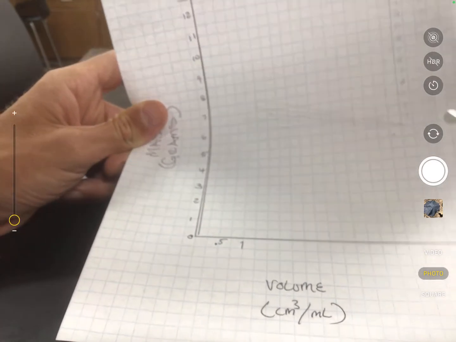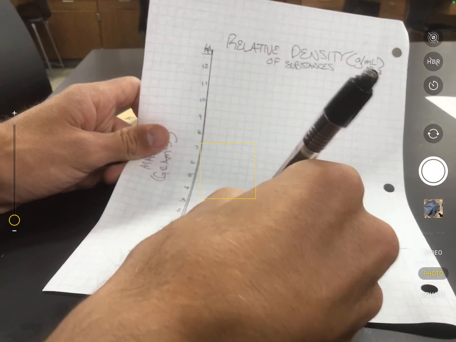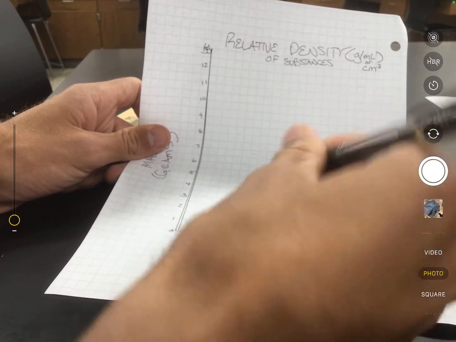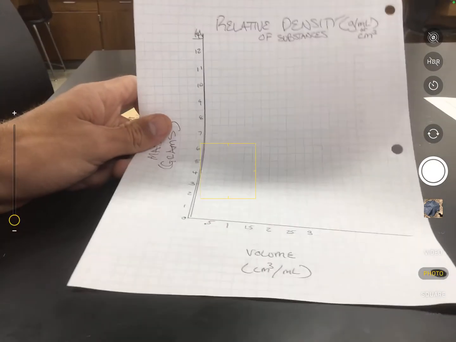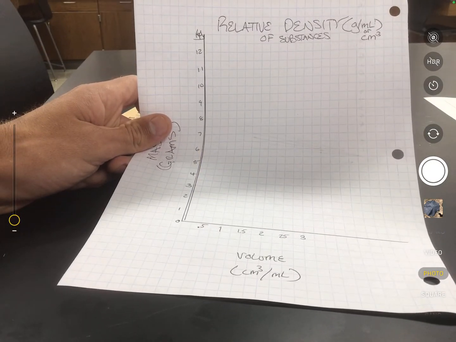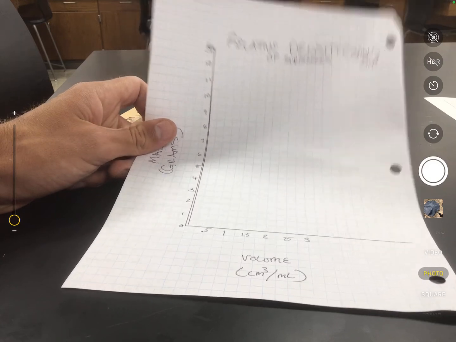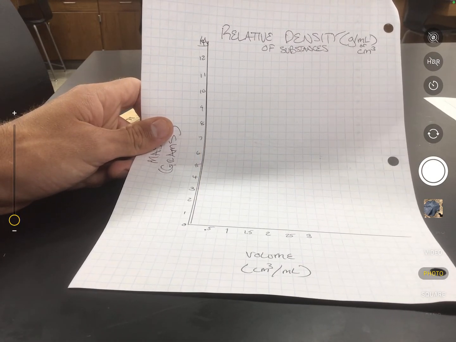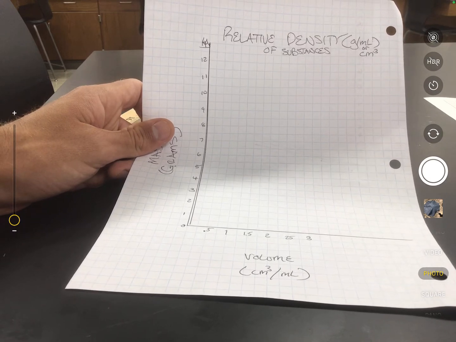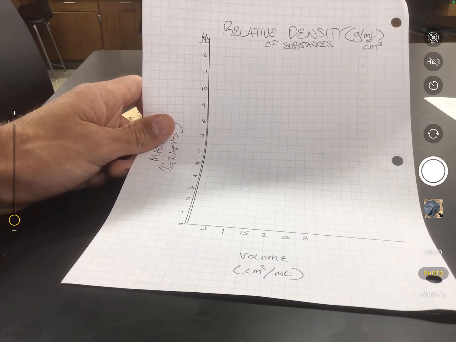And I'm going to keep that scale and keep going. So this is going to be 1.5, 2, 2.5, and 3. Now, I'm only going to go over to about 3 because I really don't need to go any farther than that for this graph. So make sure that you have up to 14 on the y-axis and up to about 3 milliliters or cubic centimeters on the x-axis.